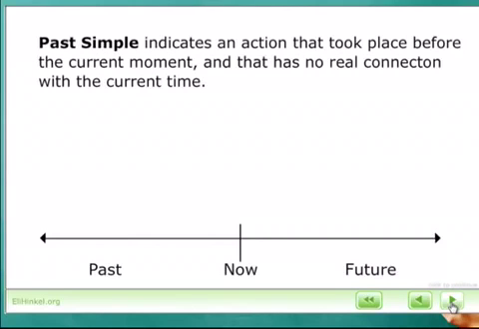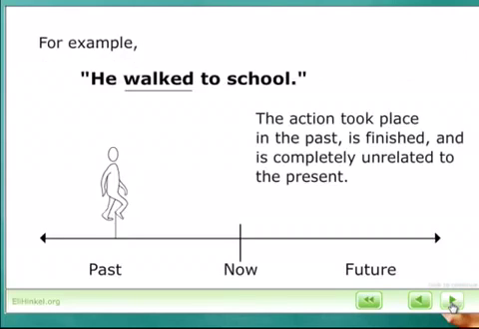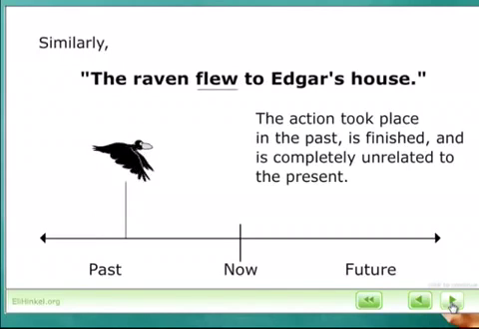Past simple indicates an action that took place before the current moment, but it doesn't have any real connection with the current time. For example, he walked to school. That action took place in the past, is finished, completely unrelated to the present. It's just a past action. Same thing as the raven flew to Edgar's house. Past action.